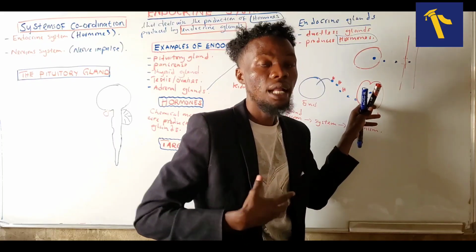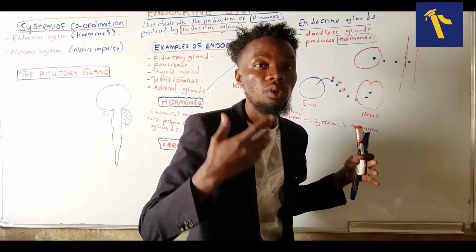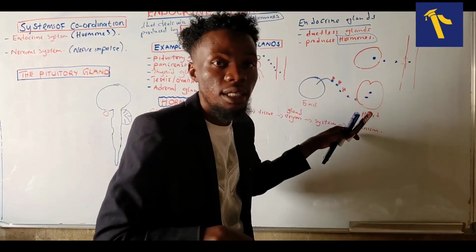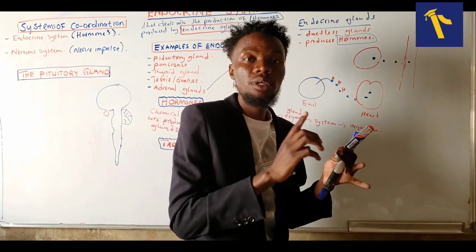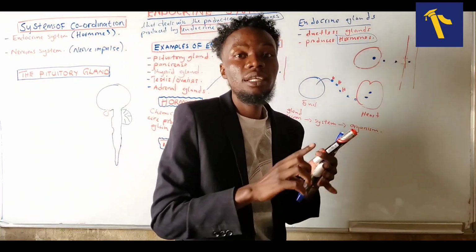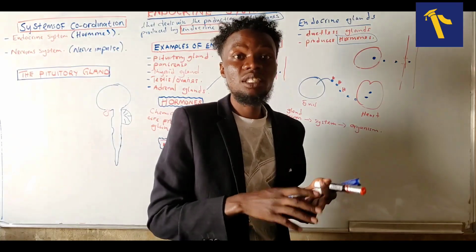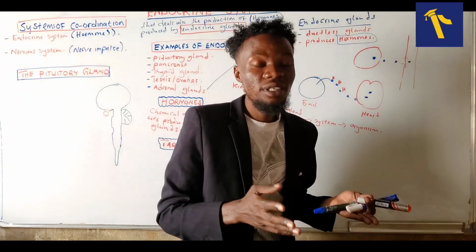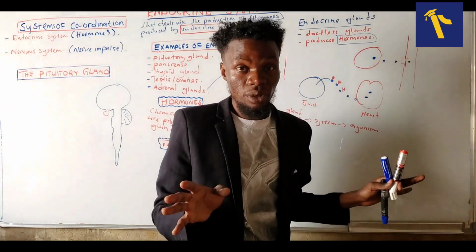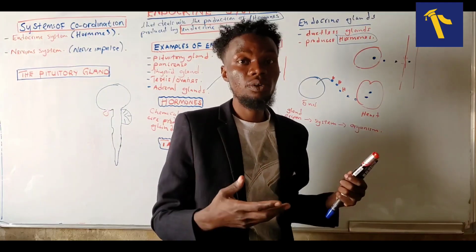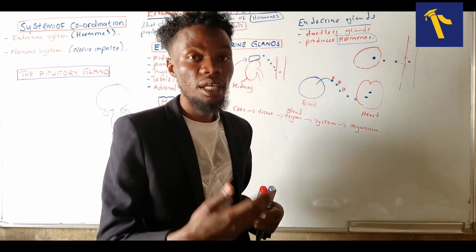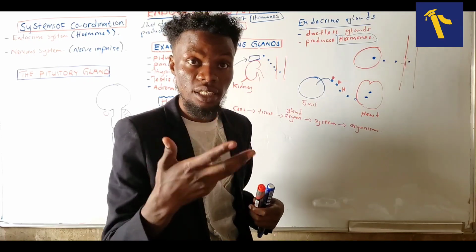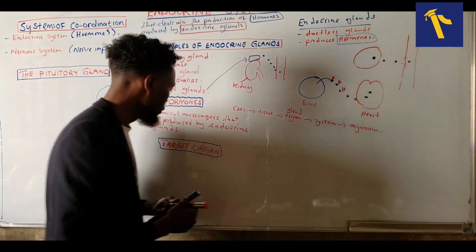A target organ. And target organs can be a lot of them. It's not just the heart, it can be a lot of organs. It can be the liver, it can be the heart itself, it can be the kidneys, it can be the spleen, the adenoid, a lot of organs in the body. It can be the what? The target organ. So target organs are what? Organs that are receiving the chemical messengers, or organs that are receiving hormones.